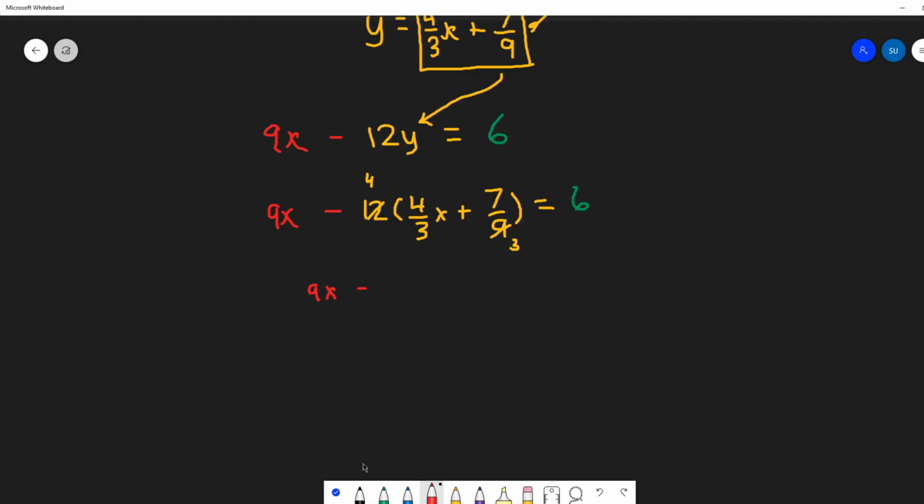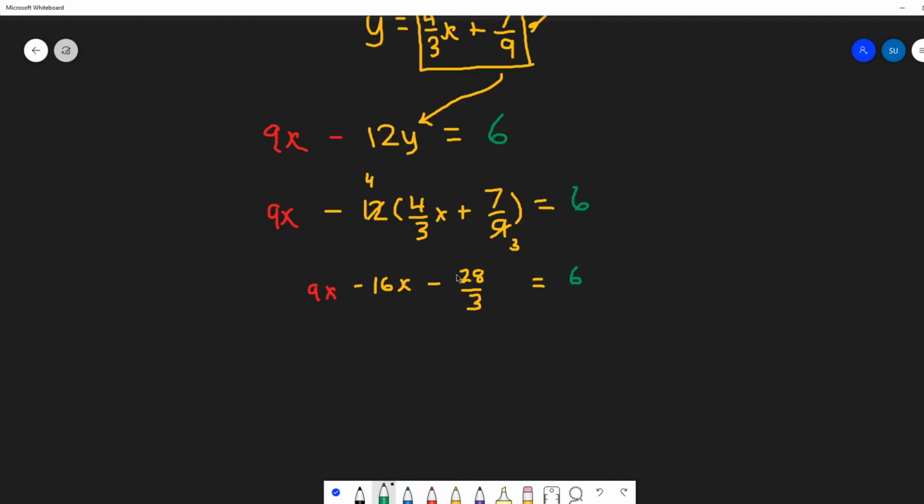And remember, it's negative 12. Let me actually make this negative sign yellow so you know that the negative sign is included with the 12. When you see a negative in front of the distributor, you have to remember to distribute that negative to each of the fractions between the parentheses. So minus 16x and minus 28/3. And that's going to be equal to, once again, 6.